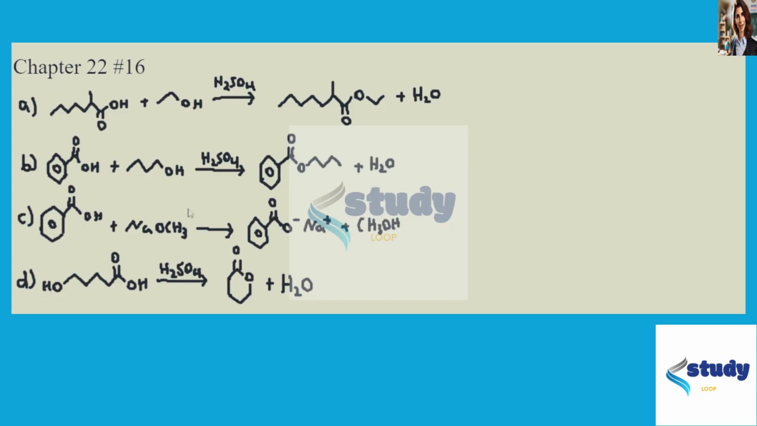And so instead what we see is we'll deprotonate the carboxylic acid to form the benzoate ion. The benzoate ion will react with the sodium ion to make an ion pair, just a salt there, sodium benzoate, and we'll get some methanol. And so that's going to be the product for C.